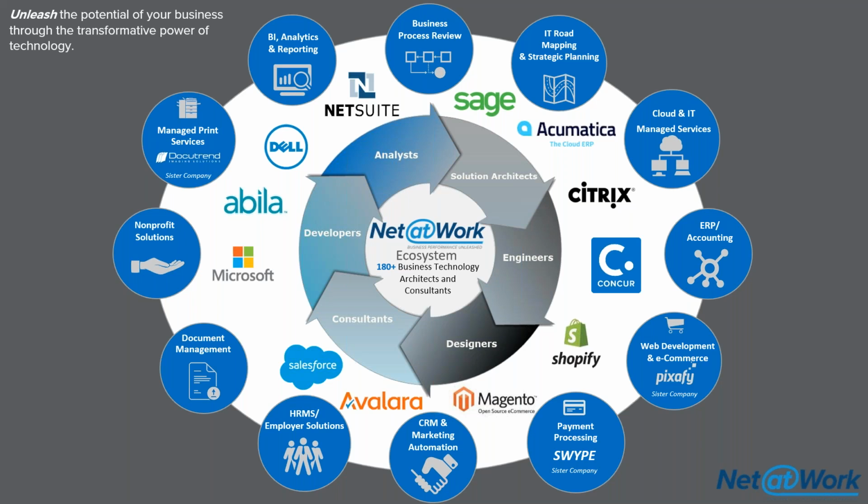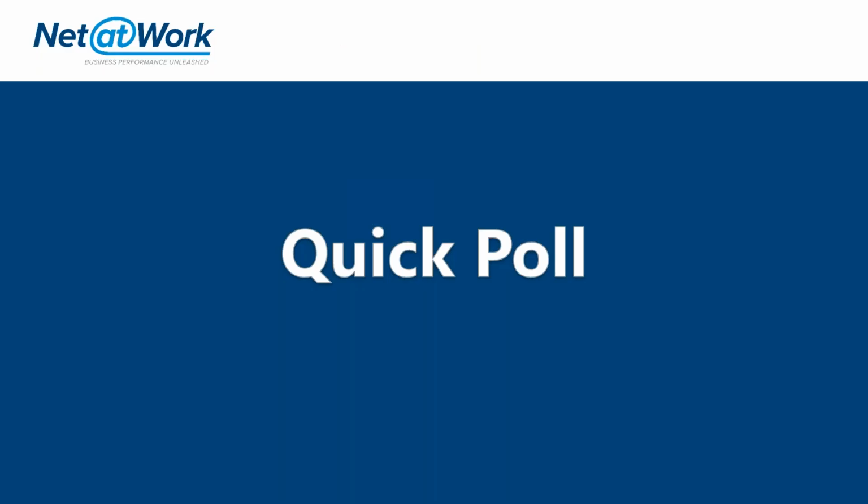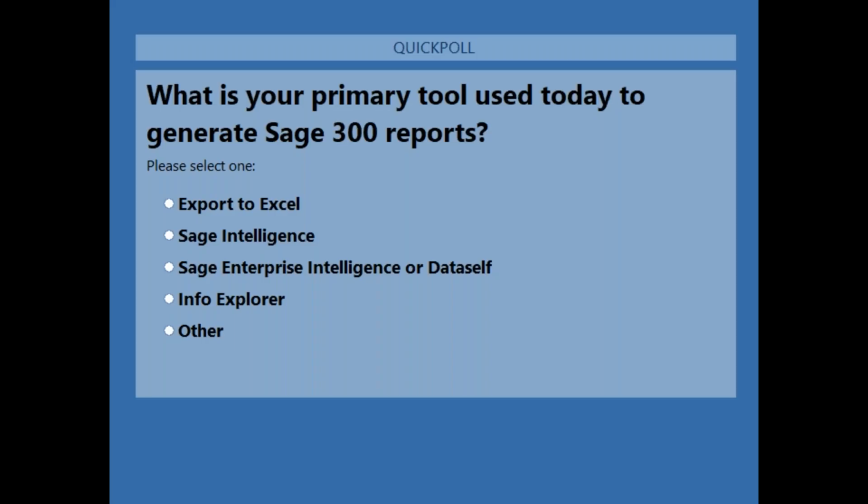So with that being said, let's move on to our poll. With all of these, I love to do a poll. It gives us an idea of where you're coming from, and it gives you a chance to interact with us a little bit. Today's poll is around BI and reporting. What is your primary tool used today to generate your Sage 300 reports? Go ahead and give us an idea of what you're using today.